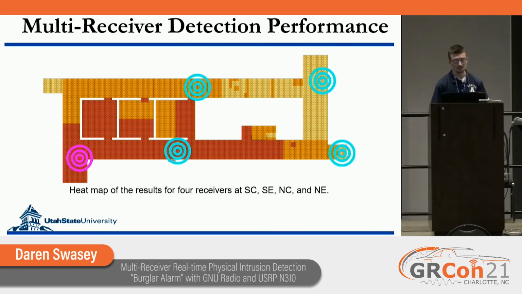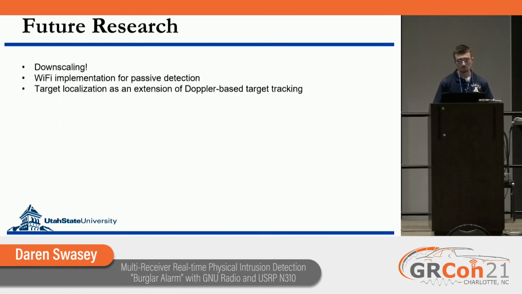There's a lot to do with this still. So in the future, there's a lot we can do. We can downscale, which essentially means taking this from an N310 back down to something like an RTL SDR. We don't need to use that much power to run this. The sample rate I used for those tests was about 2048 hertz, so it doesn't need a whole lot to run well.